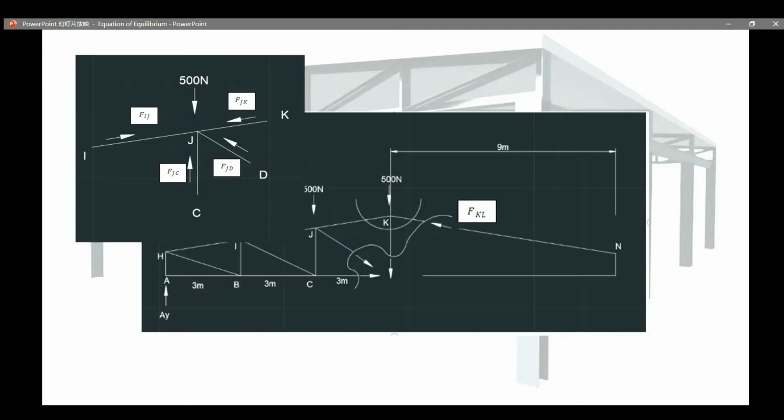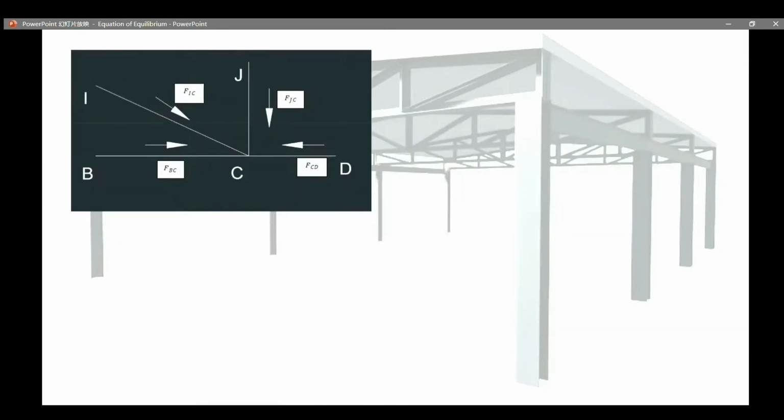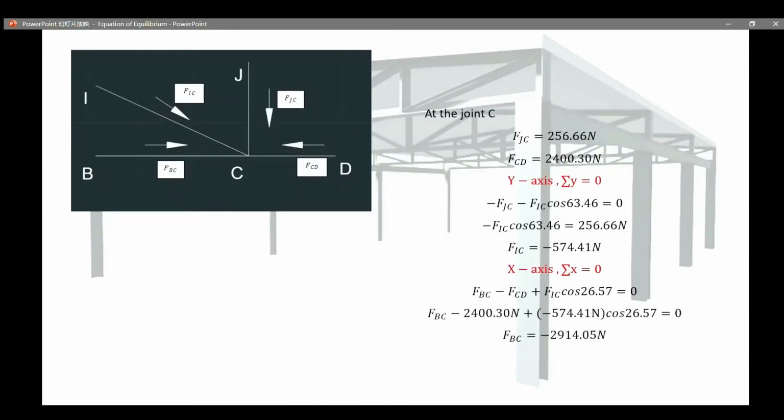Since we get the FJK, FJD, we are able to substitute into the equation at joint J to get the value of FIJ. For the y-axis, let all the force into component y so that we are able to create an equation of equilibrium, EOE. Finally, we get the value of FJC. Next, to the joint C. Do the same thing as just now, solve all the force into the components X and Y to get the EOE and get the value of the unknown.